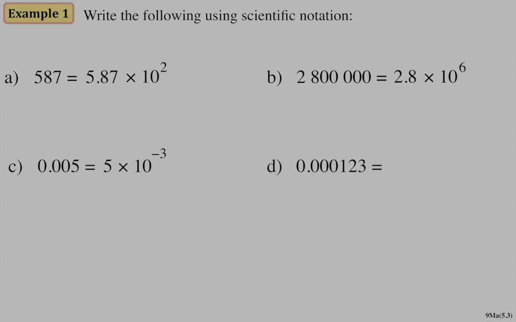Let's go to part D. I need to put the decimal between the 1 and the 2 because that's after the first digit that's not 0. The decimal was originally here, so there's 1, 2, 3, 4 numbers that we've got between those 2 points, so it's 1.23 times 10 to the minus 4.